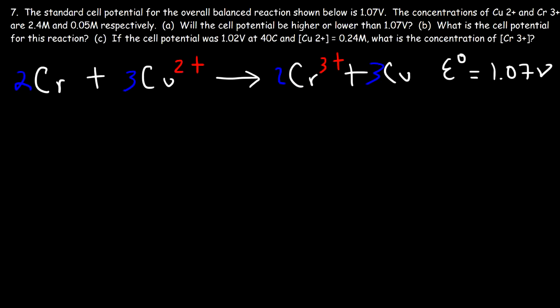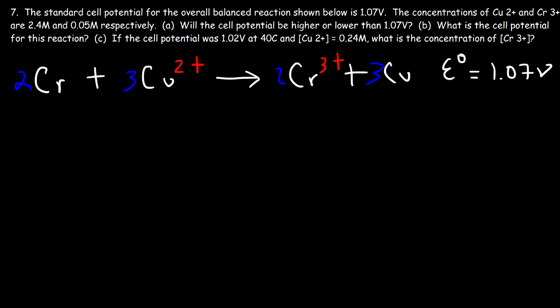Number 7. The standard cell potential for the overall balanced reaction shown below is 1.07 volts. The concentrations of copper 2 plus and chromium 3 plus are 2.4 and 0.05 moles per liter respectively. Will the cell potential be higher or lower than 1.07 volts?